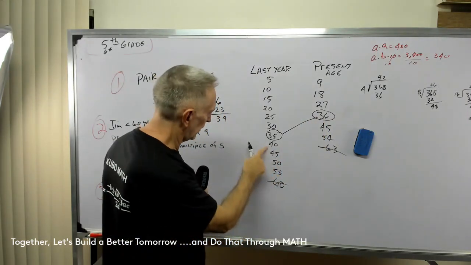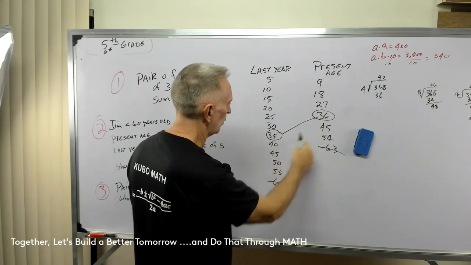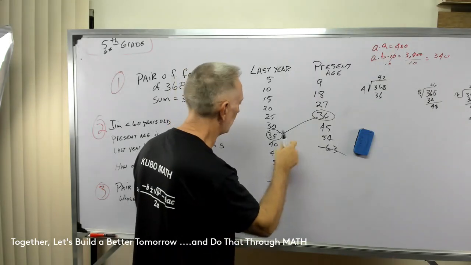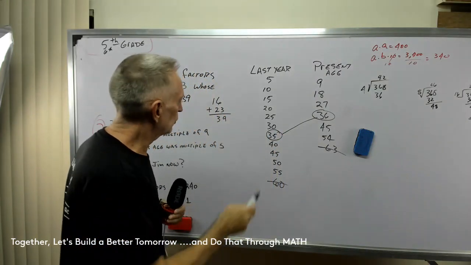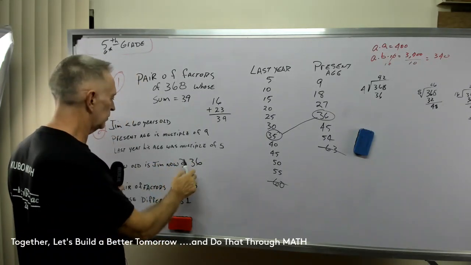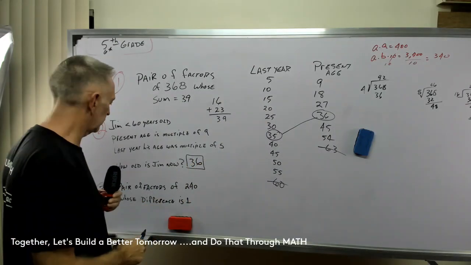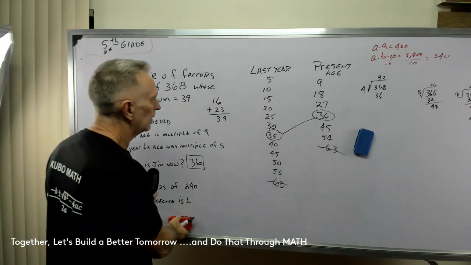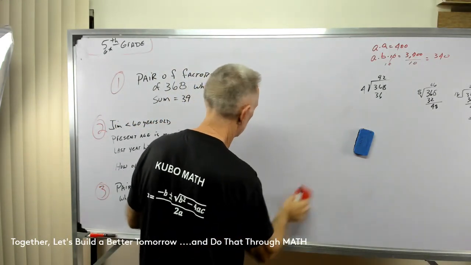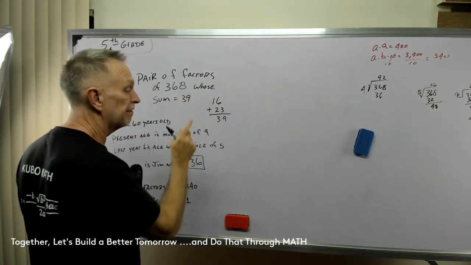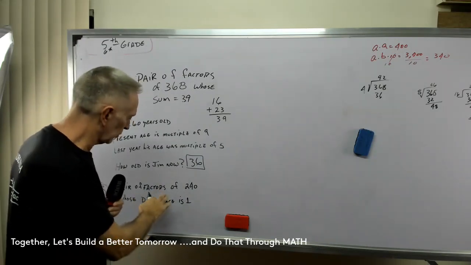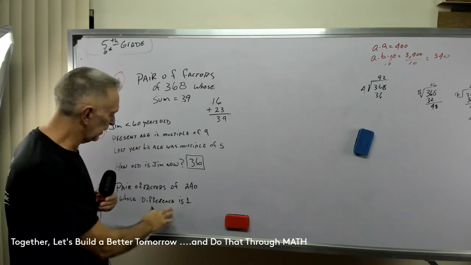That's 1 different. Are there any other options here? 40, 45, 45 is the same, so he didn't age, so that doesn't work. 50, 54. So he was 35 last year, he's 36 this year. So Jim would be 36 years old. Okay? That is an example of multiples. The first one was an example of factors. Okay? Number 3, a pair of factors of 240 whose difference is 1.